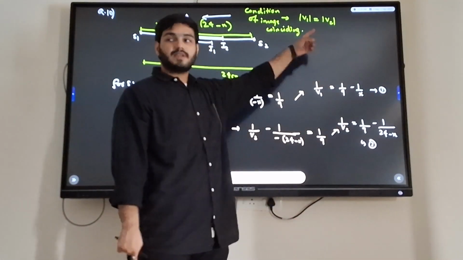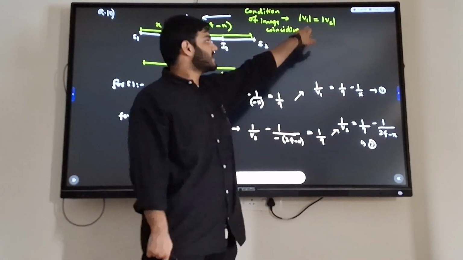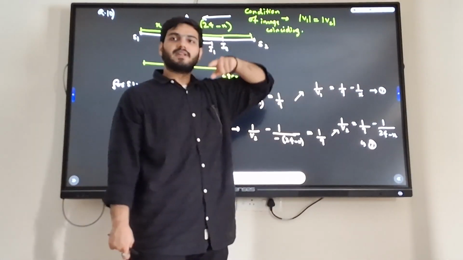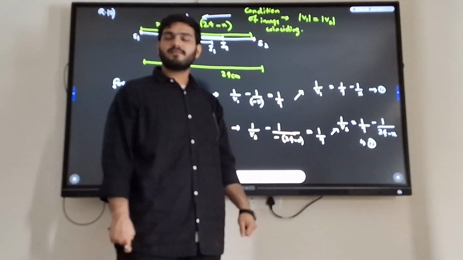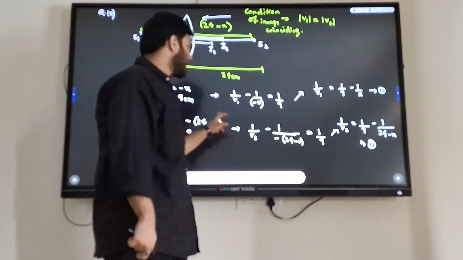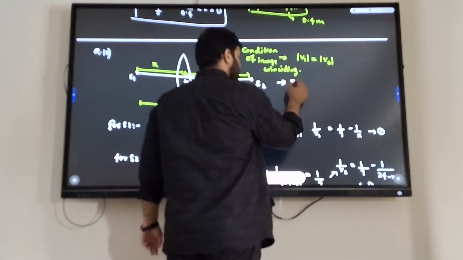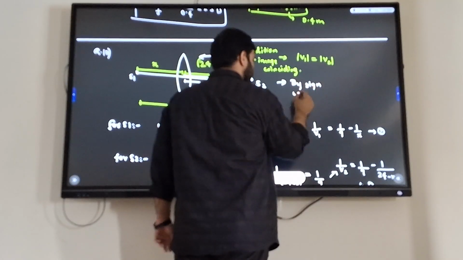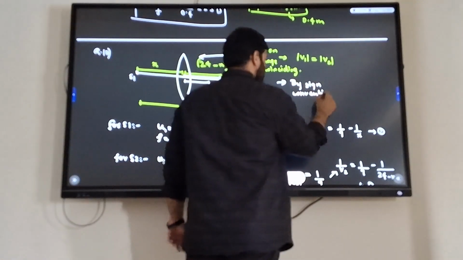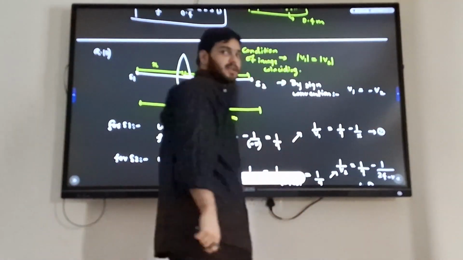Now in the question it is given that they should coincide. And the condition that I put was magnitude of V1 equal to magnitude of V2. But if I apply the sign convention, what do you think the relation should be? Mod V1 will be minus mod V2. Yes, batao. It should be V1 equal to minus of V2.